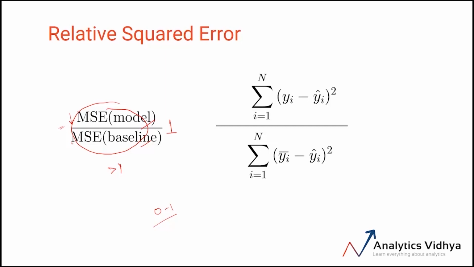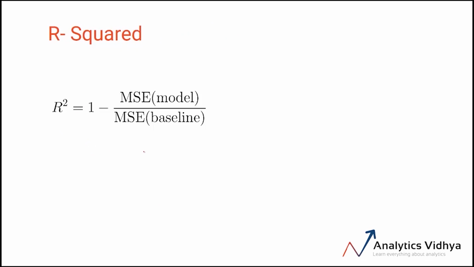Is there any solution to this? Well, here's the trick. Simply subtract the relative squared error, which is this term, from 1. This new metric is called the R squared. So when the MSE decreases, this whole value decreases, which means we are subtracting a smaller value from 1, and in turn the R square will increase. So better the model, higher will be the R square value.